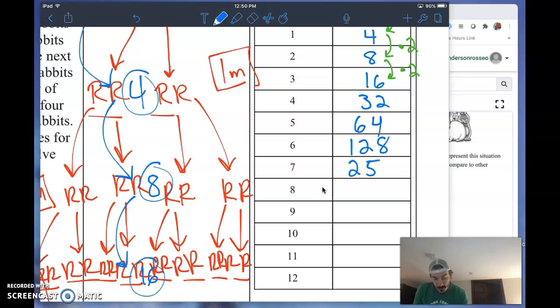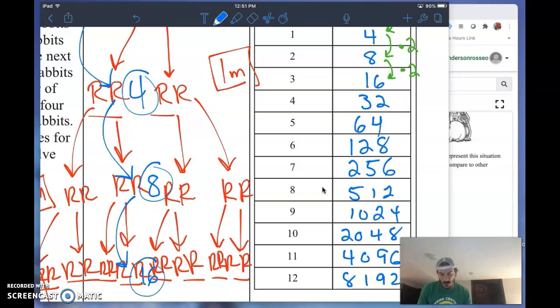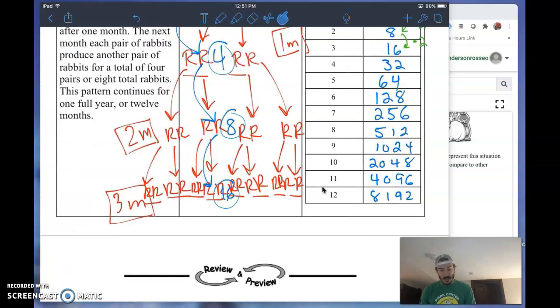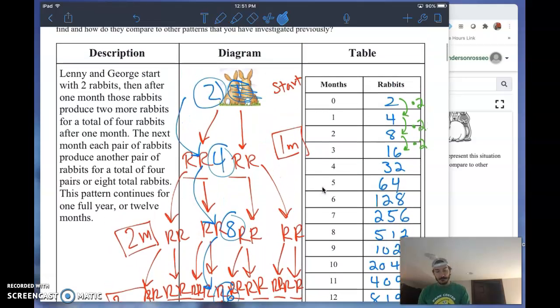Then 256. 512, 1024, 2,048, 4,096, and then this becomes 8192, I believe. I can't do this one in my head, so let me just verify that that last one's true. 4,096 times 2. Holy cow, I was right. 8192 there. So how many rabbits would George and Lenny have after a year? They'd have 8,192.